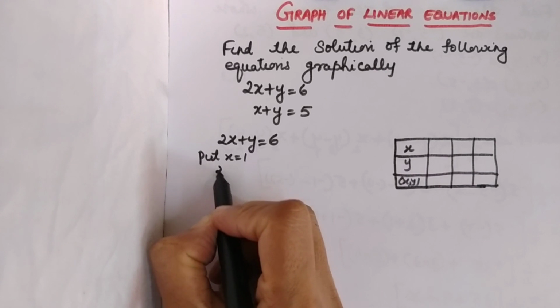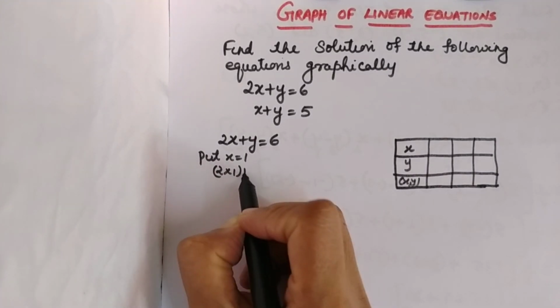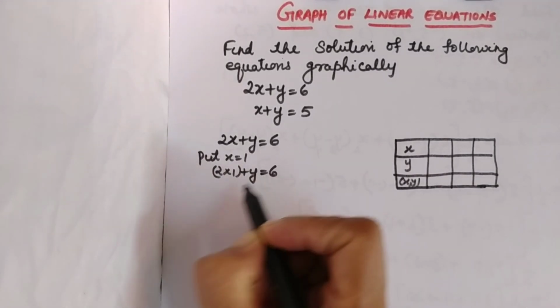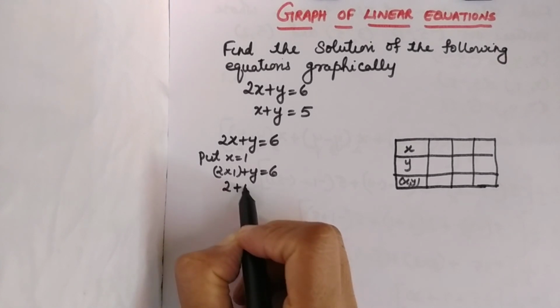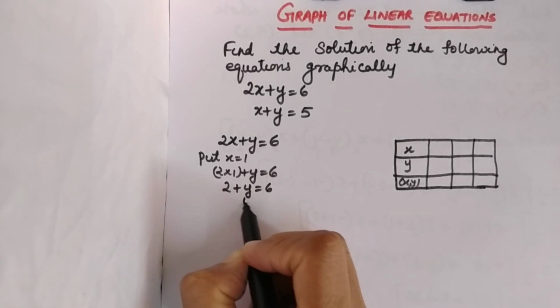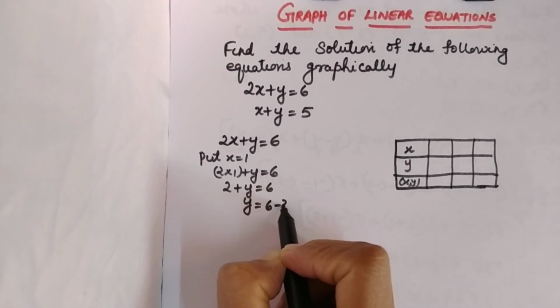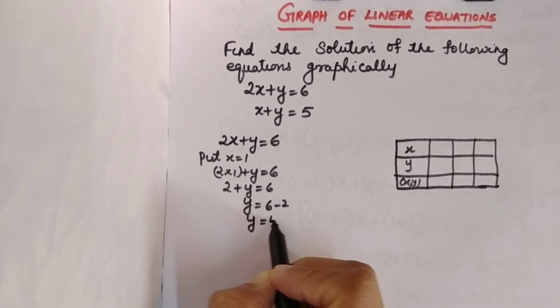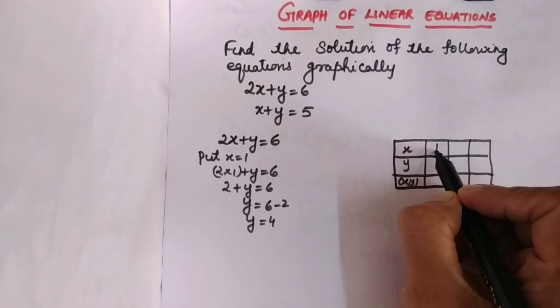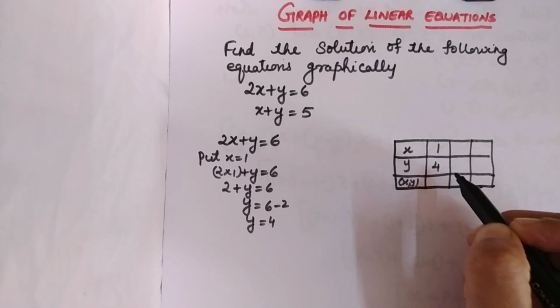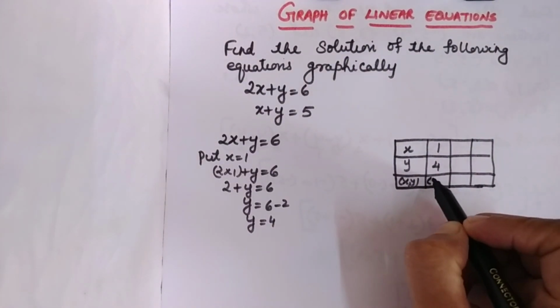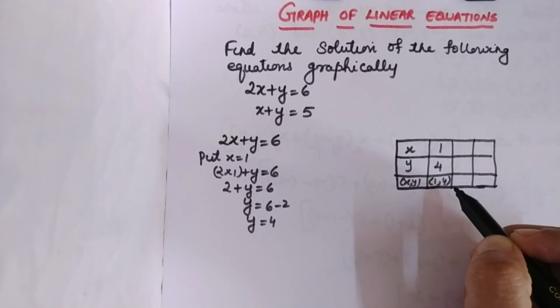So this becomes 2 into 1 plus y equal to 6. 2 ones are 2 plus y equal to 6, or y equal to 6 minus 2, or y equal to 4. So when you are putting x equal to 1, you are getting y equal to 4. So the first coordinate is 1, 4.